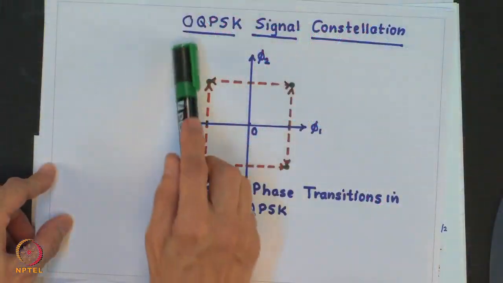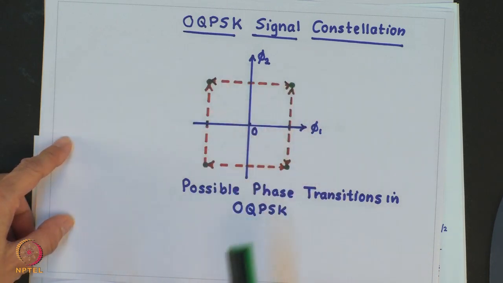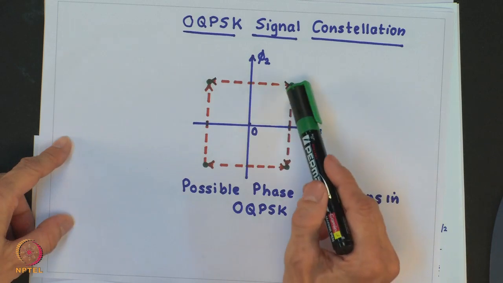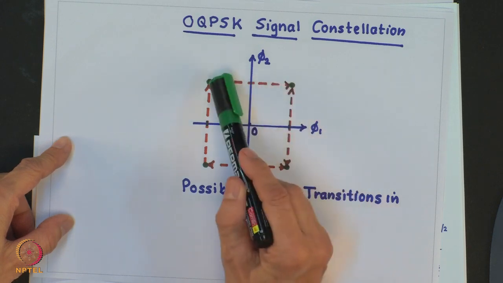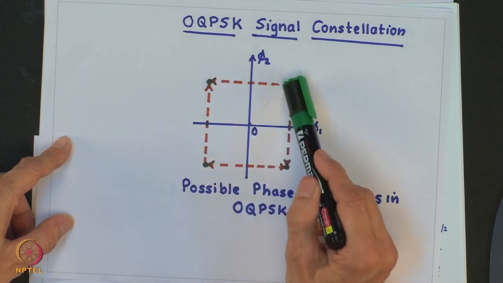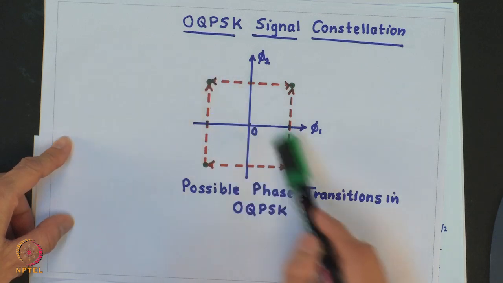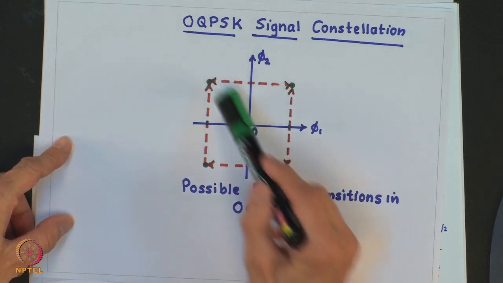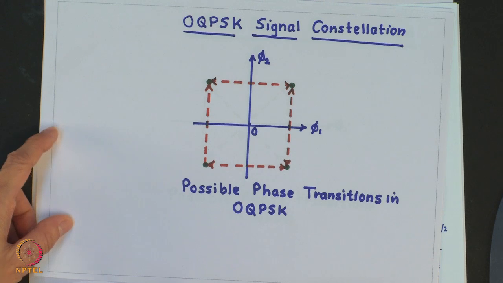So, the idea is something like this. The OQPSK signal constellation is similar to what we have for QPSK, but we see that the transition from this state is only to either this state or this state, but it cannot be to this state. So, it does not go through 0, and similarly when it is in this state or this state, it cannot go either this side or that side, correct. This is what is achieved in offset QPSK.